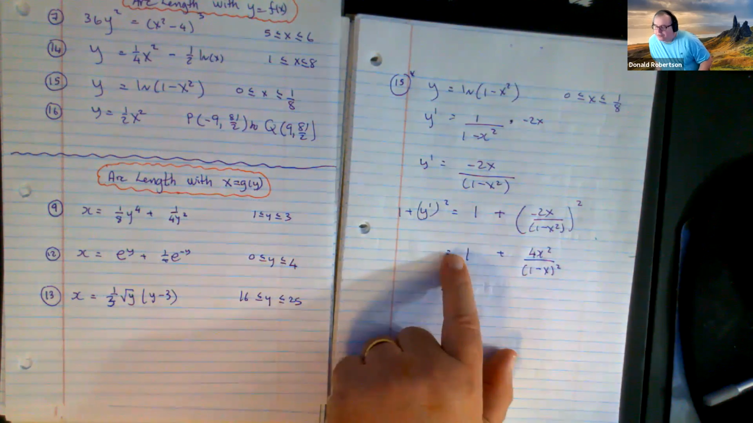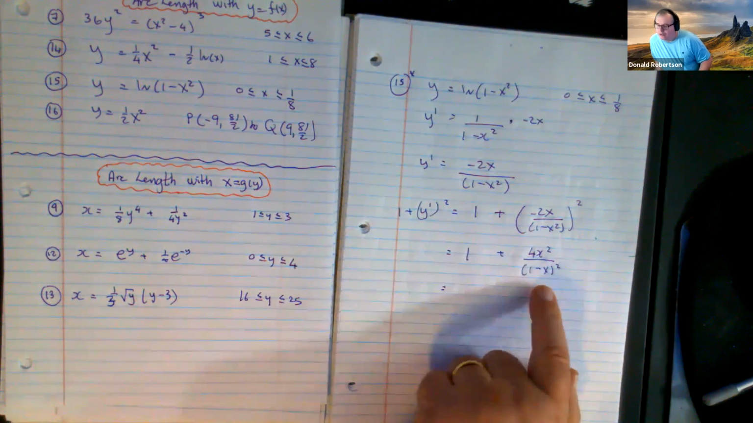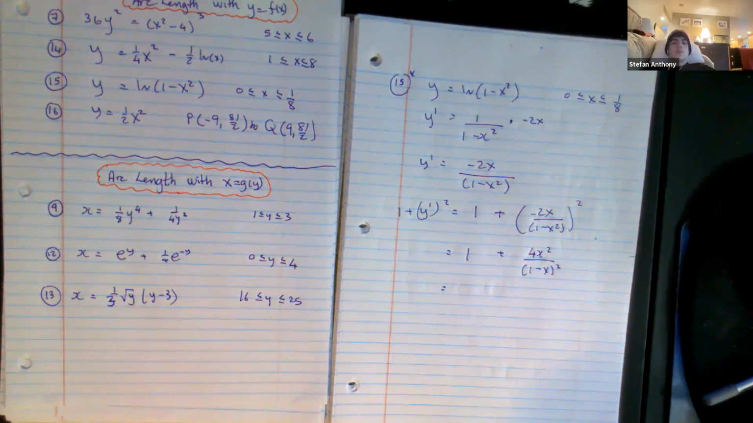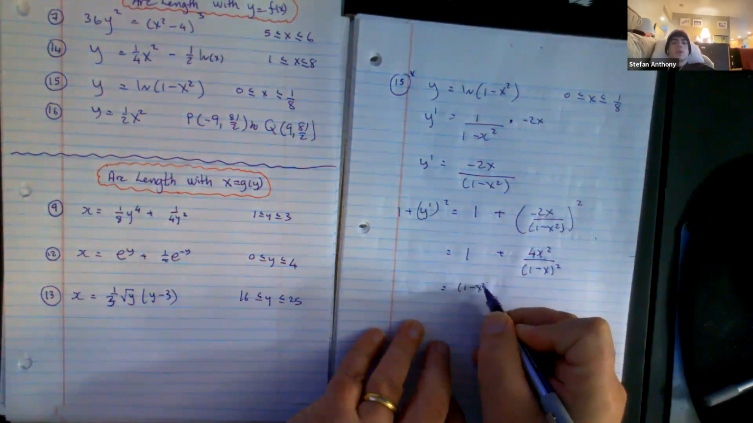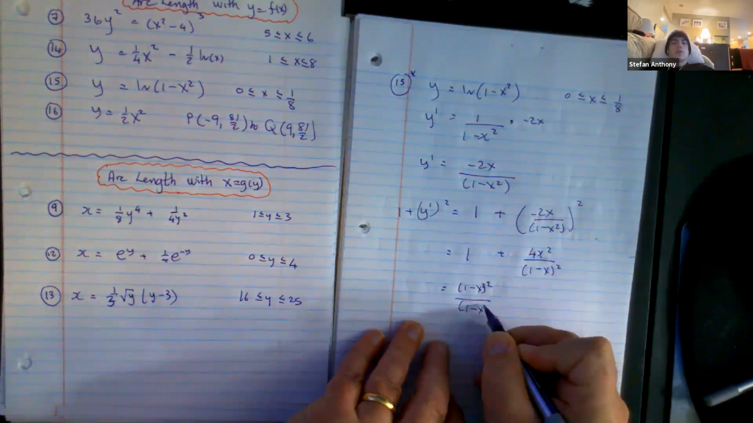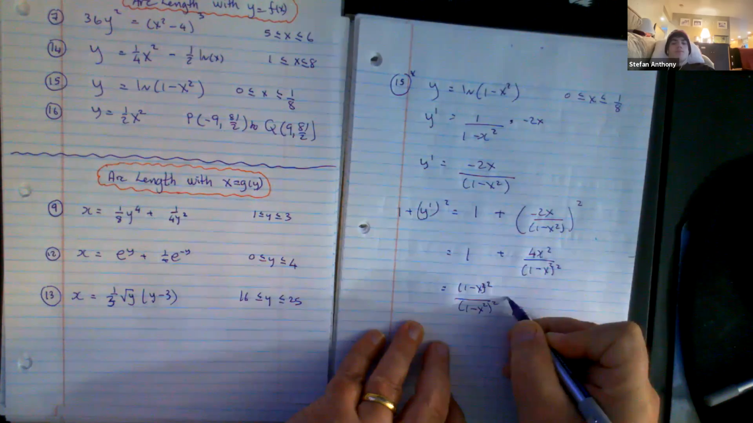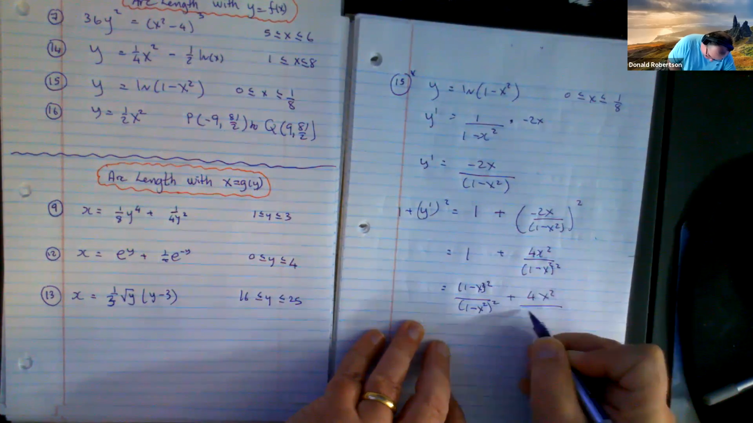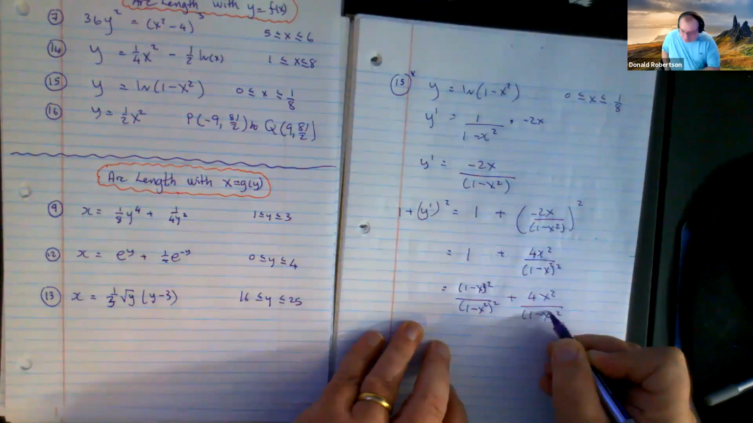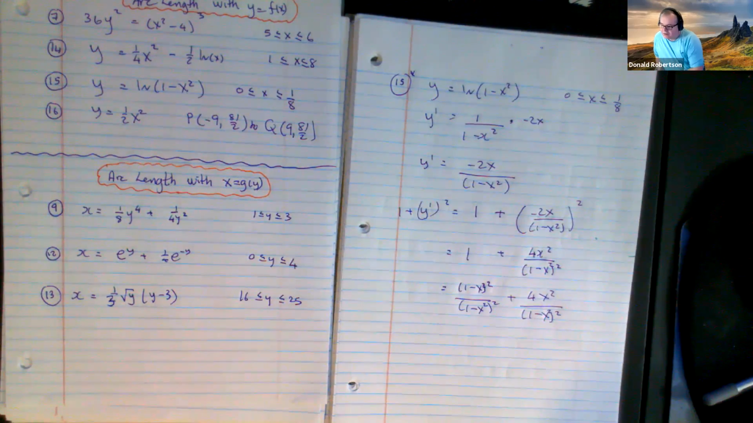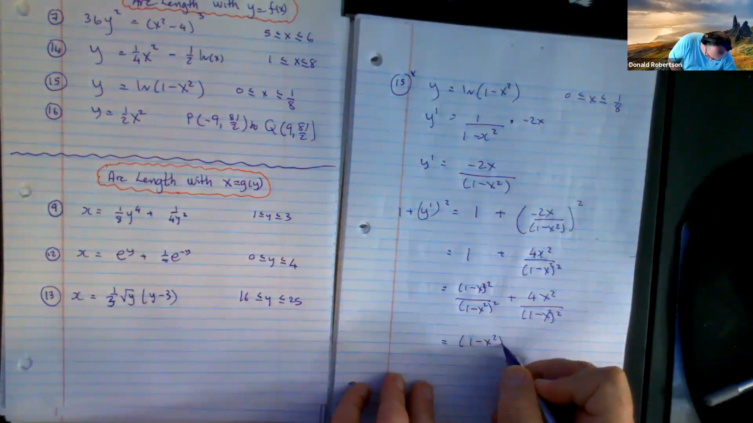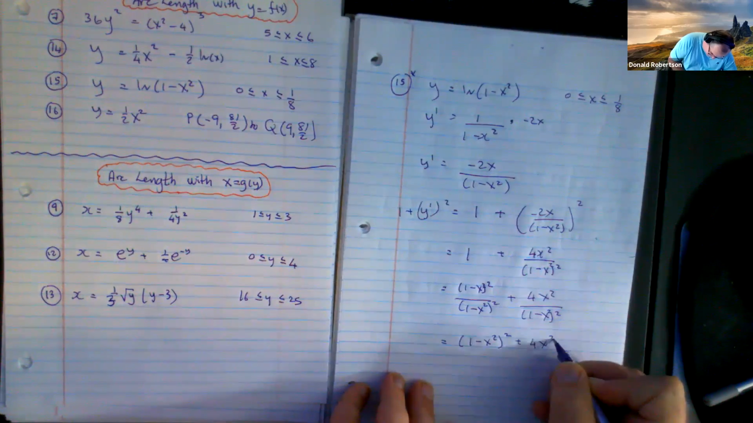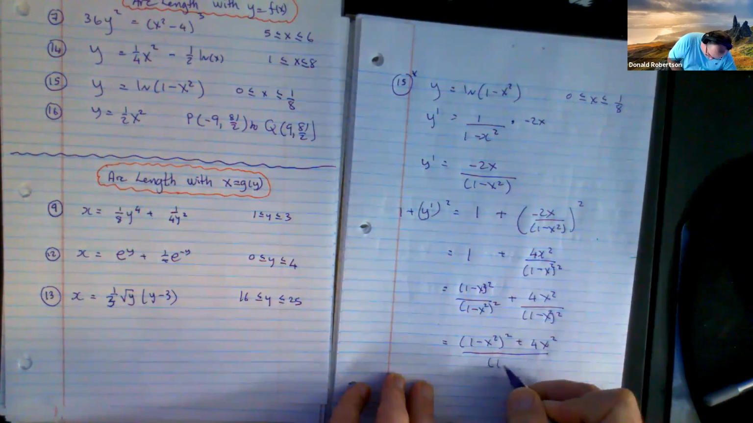I've got a 1 plus a fraction. What do you think I want to do before we start FOILing out the bottom, which is a good idea, by the way? Multiply 1 by (1 minus x squared) over (1 minus x squared) so that you can add it into the top. That is good. Does that make sense, guys? Because what we can do now is take 1 minus x squared plus 4x squared, and now it's over 1 minus x squared.